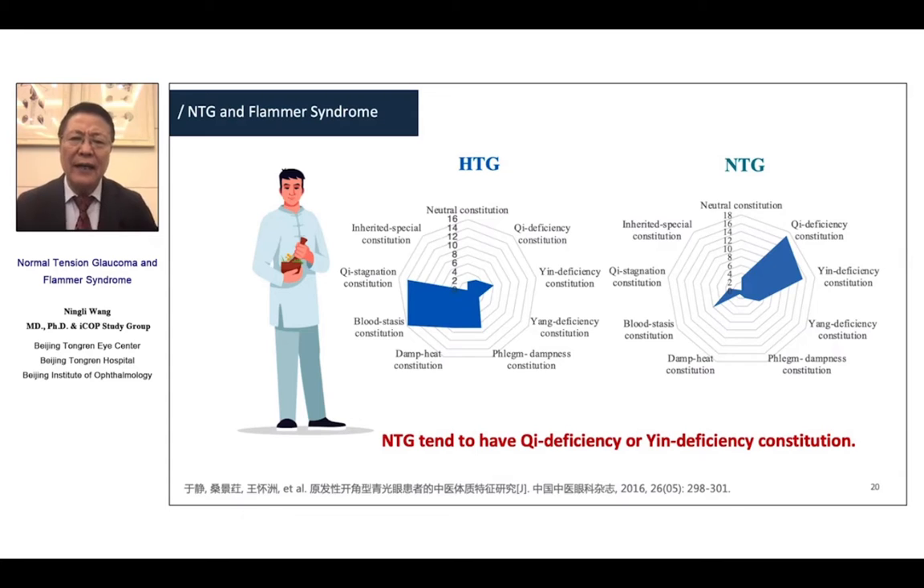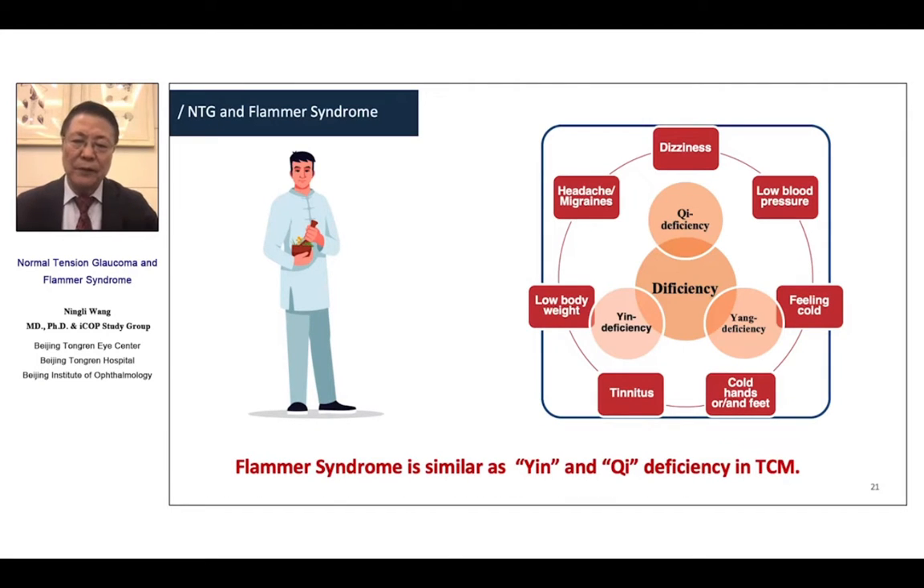So for the higher pressure glaucoma, they usually have different constitution tendencies. For normal tension glaucoma, they usually tend to have Qi deficiency or Yang deficiency constitution. This means this kind of distribution of the Qi deficiency and Yang deficiency exactly looks like the phlegm syndromes. So from Western medicine and traditional Chinese medicine, both of them give us the evidence.